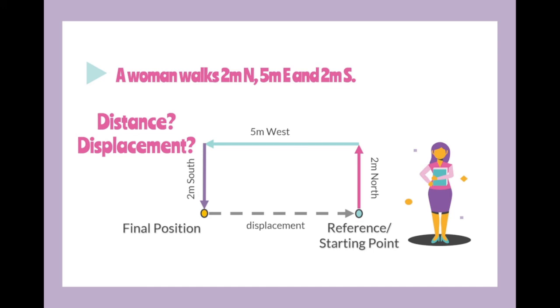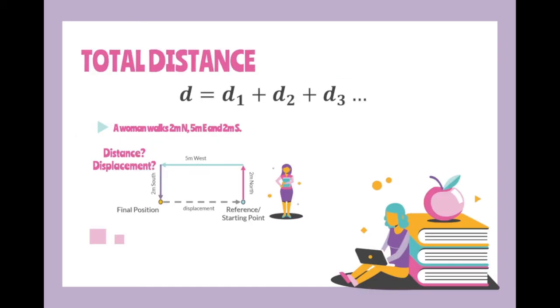Now that we have illustrated the motion of the woman, let us solve for the total distance. The total distance is equal to d sub 1 plus d sub 2 plus d sub 3. Substituting the values in our given, we will have 2 meters plus 5 meters plus 2 meters, disregarding the direction since we are solving for distance. Therefore, adding these 3, the distance is equal to 9 meters.